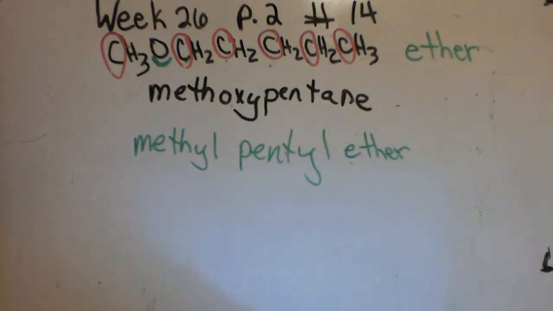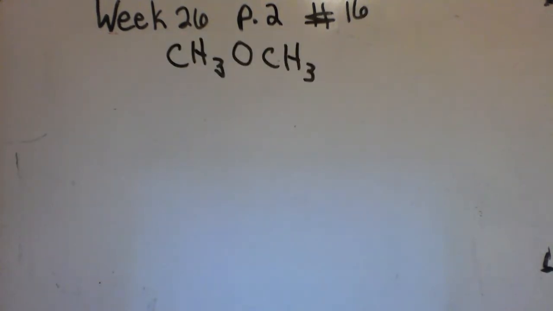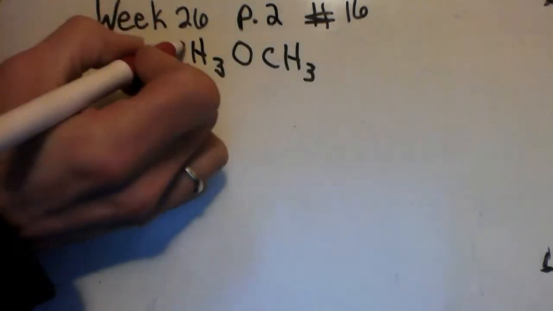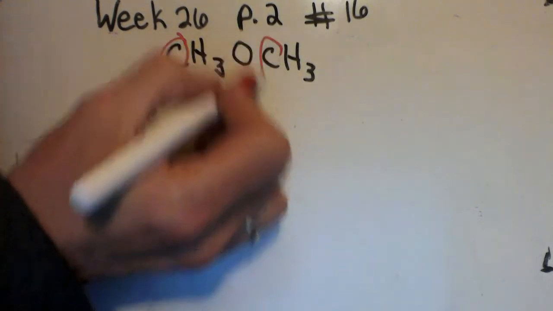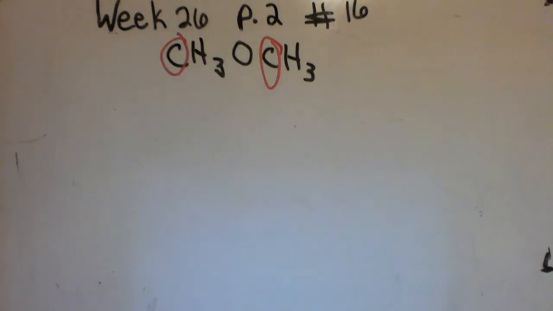Week 26, page 2, number 16. Give the IUPAC name and the common name for the ether with the following condensed structural formula. So we see that this particular ether has a methane group on both sides of the oxygen. There's one carbon over here, and there's one carbon over here, which means that there's a methyl group on both sides, and neither one is longer than the other, but we're going to name it as though one is longer than the other.